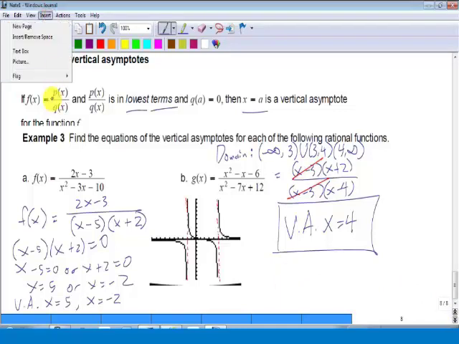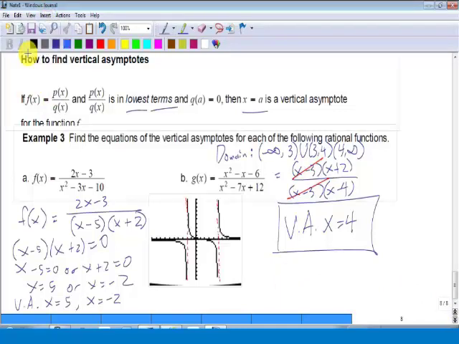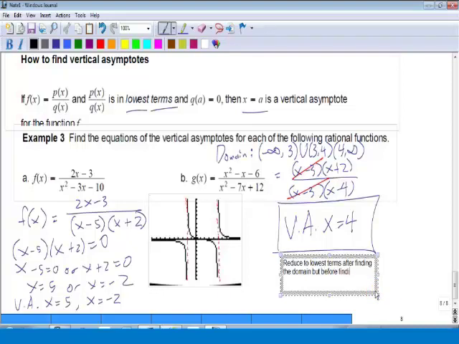I like the way that sounded. I'm going to see if I can insert a text box and actually type that in. Reduce to lowest terms after finding the domain, but before finding vertical asymptotes. So we find the domain, everything but 3 and 4. Reduce to lowest terms, scratch out the x minus 3's, look for vertical asymptotes. X minus 4 is the only factor left in the denominator, and so 4 is the only number that produces a vertical asymptote.